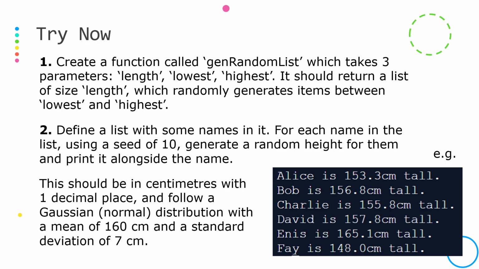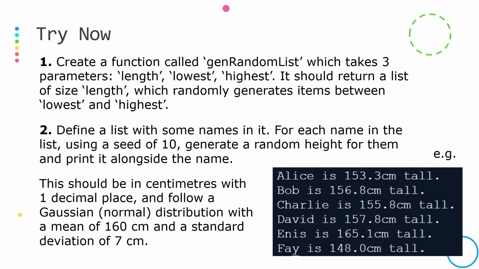This run out includes two programming exercises. First of all, I want you, based on the last video, to create a function called gen random list, which is going to take three parameters and return a list of the size which we specify as our first parameter, and then randomly generate values in that list between the lowest and highest parameters, which are also supplied.